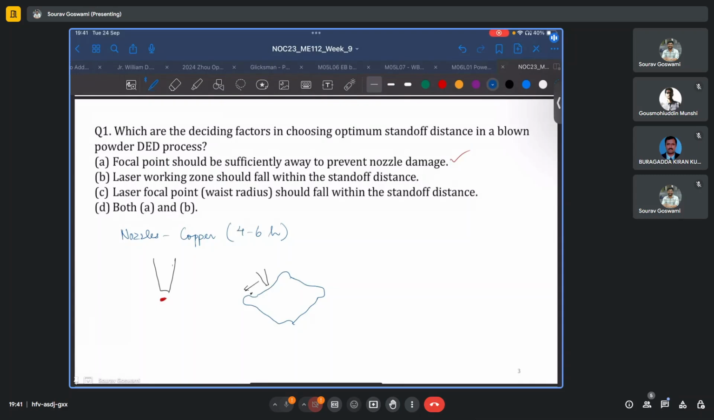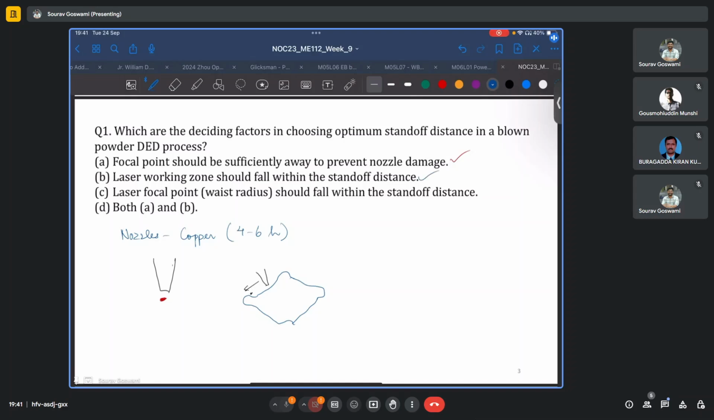You want this working zone to fall within the standoff distance. It should not extend beyond the substrate, say, or it should not be less than the standoff distance because then we lose out on useful area. So option B is also correct.